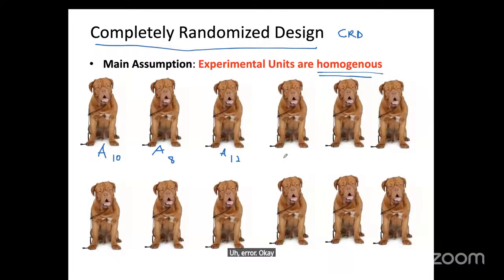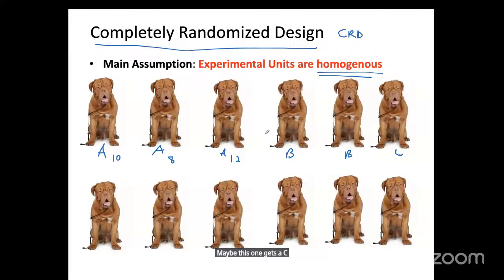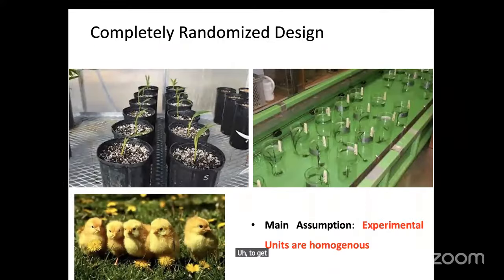Okay, so let's say we give this a B, we give this a B, maybe this one gets a C. Here you can see that we can compare our treatments without worrying about the dogs, because the dogs are very uniform. But in nature, it's rare that you can have experimental units that are uniform. Maybe if you're working in the laboratory, you can have uniform experimental units. But mainly if you work in the field, it becomes a little bit difficult to get to that situation.